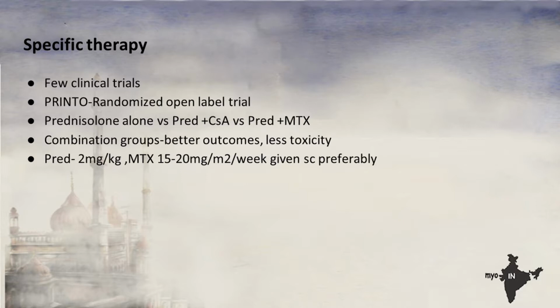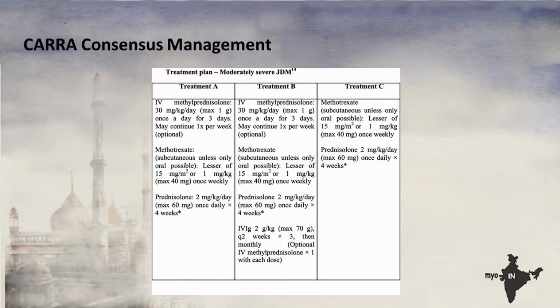But the specific therapy: it's a rare disease, with very few clinical trials on JDM alone. The one we have is the Pinto-run randomized open-label trial, where they compared prednisolone alone for 2 years, prednisolone with cyclosporin A, and prednisolone with methotrexate. And they found that the combination groups had better outcomes and less toxicity. And what we find in practice, as recommended by the CARRA group as well, is that using higher doses of prednisolone initially, 2 milligram per kilo, and subcutaneous methotrexate upfront improves the response to therapy.